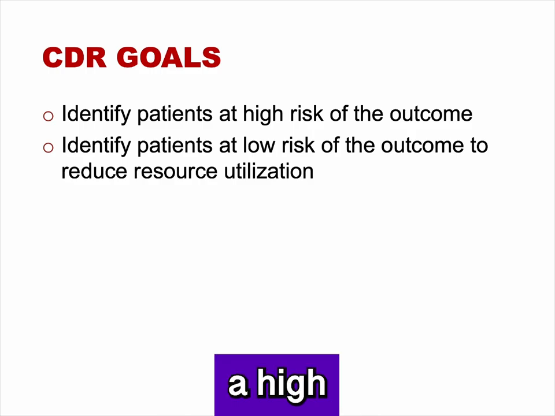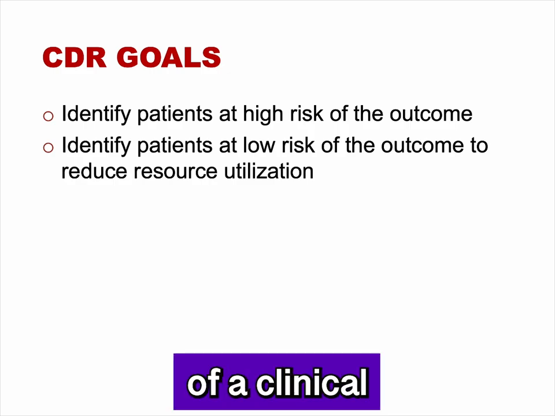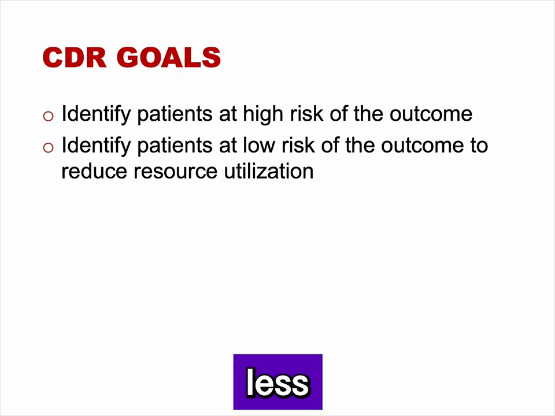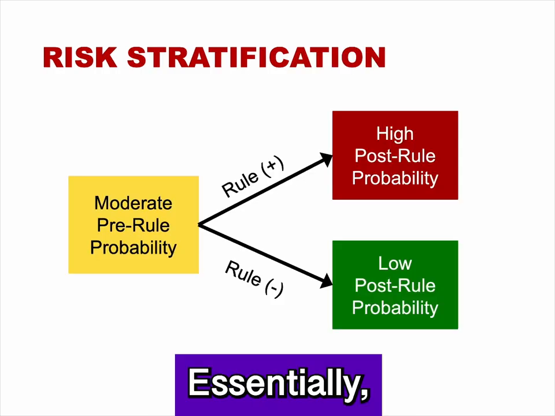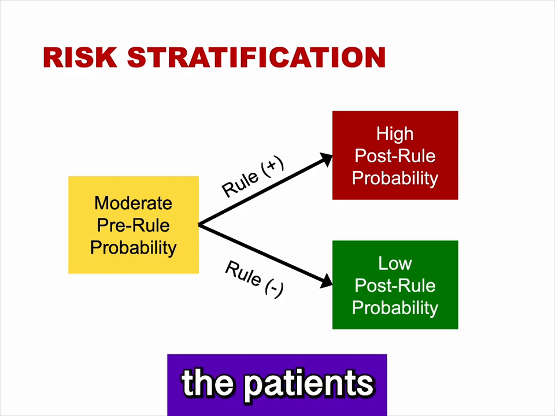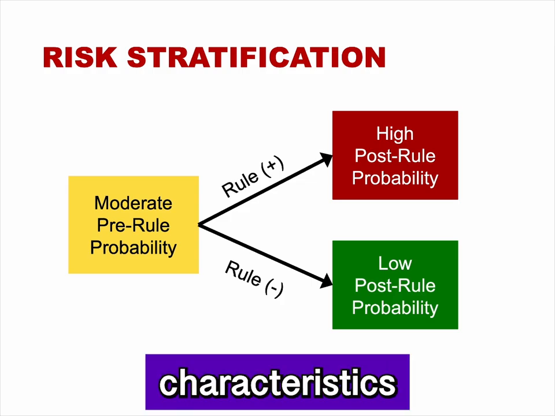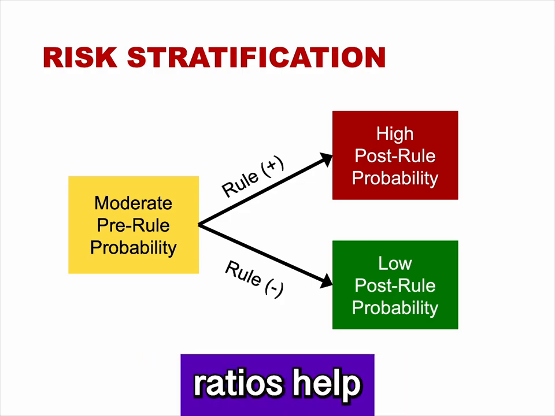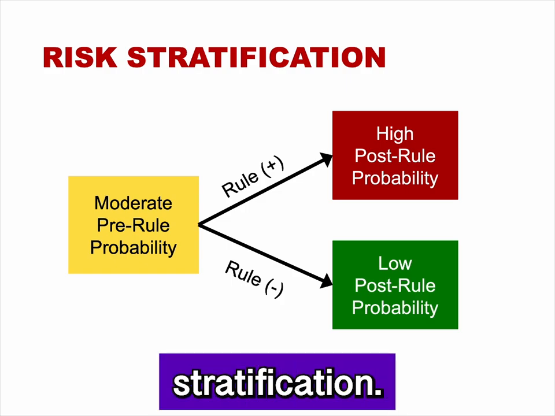In general, a high sensitivity is prioritized over specificity in the derivation of a clinical decision rule. This is because missing a serious outcome is considered less desirable than reducing resource utilization. Essentially, we use clinical decision rules to allow us to stratify the patients into high and low risk categories. The rule characteristics, sensitivity, specificity, predictive values, and likelihood ratios help to assess how well the rule accomplishes risk stratification.